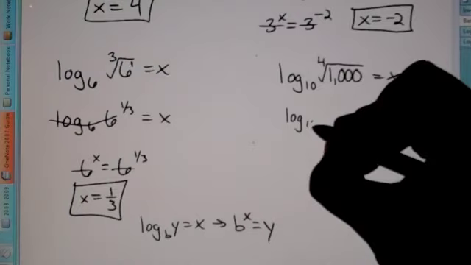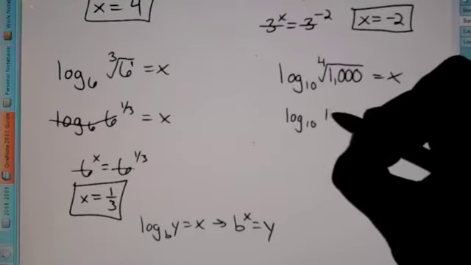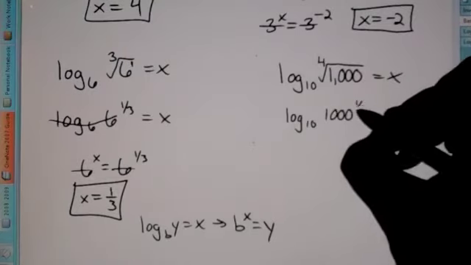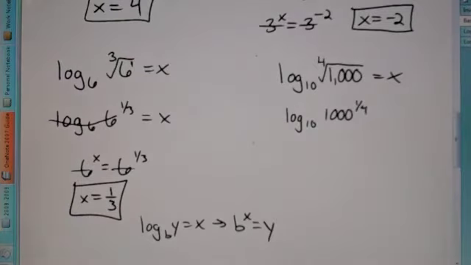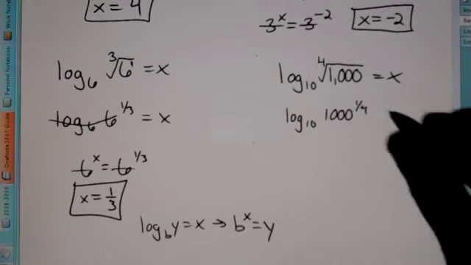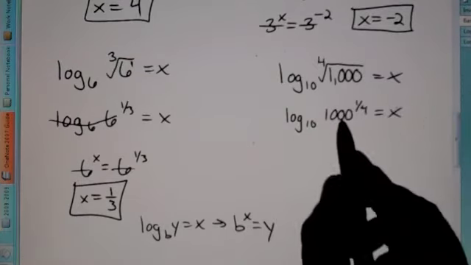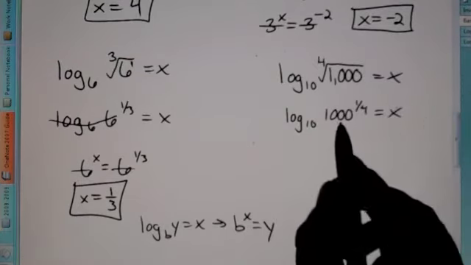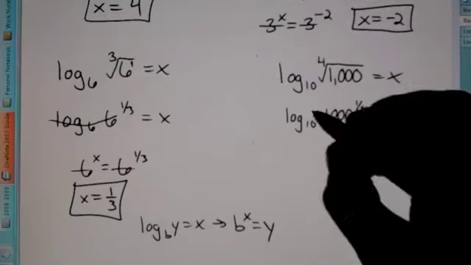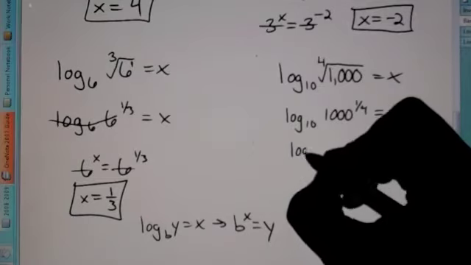So we have log base 10 of 1,000 to the 1/4 is equal to x. Again, 4th root, we rewrite as 1/4. But we don't want 1,000 as our base. We need our base to be 10. So the question is, how do you rewrite 1,000 as a base of 10?